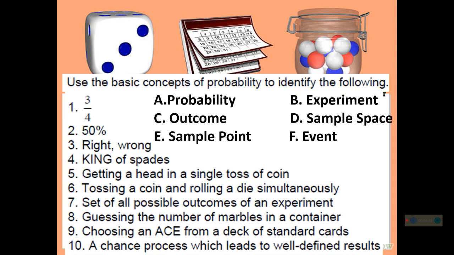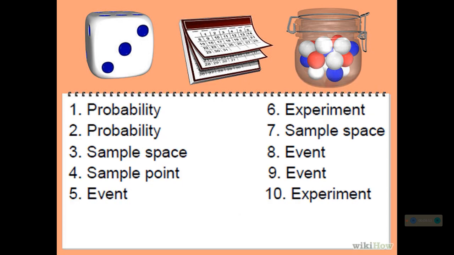So let's take, for example, that your 5 minutes is over. So we have here the correct answers. Number 1 is probability. Number 2 is also probability. Number 3, sample space. 4, sample point. 5, event. 6, experiment. 7, sample space. 8, event. 9, event. And 10 is experiment. If you have time, take a look again at the previous slide in this video so that you can check your answers.